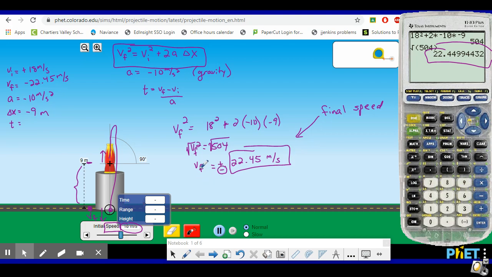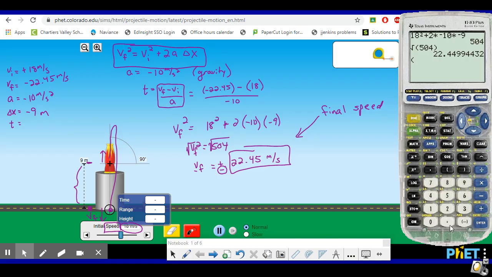But specifically when we need velocity, especially keeping in mind that we're going to use it in this final equation to find time, it's really important that we assign that negative to that value based on the direction. So now when I go to find the time of flight for this object, I'm going to take the final velocity, which is negative 22.45, minus the initial velocity, which was positive 18, all divided by the acceleration, or negative 10.